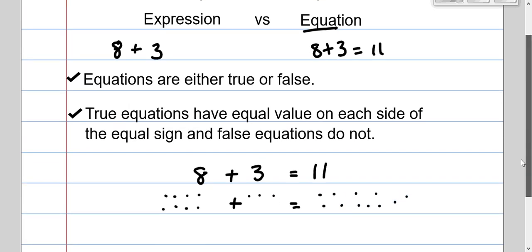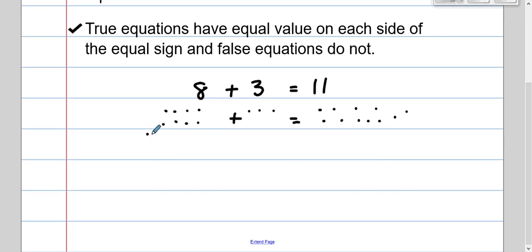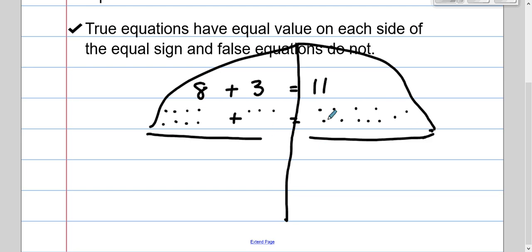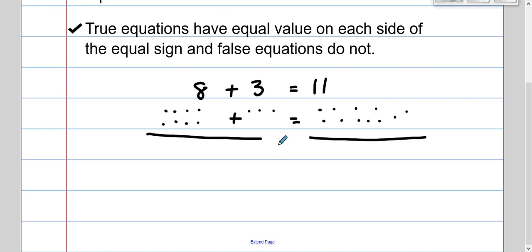It's perfectly balanced. When we have an equation, I want you to think of it as a scale, a perfectly balanced scale, where the equal sign is the middle of this scale. A little funky scale. Okay? Here's my scale. It's perfectly balanced. We got 11 on this side and 11 on that side. In order for it to remain balanced, whatever you do on one side, you have to do on the other. Okay? If I don't have equal amounts on each side of the equal sign, it's not true. It's false. So this one is true.